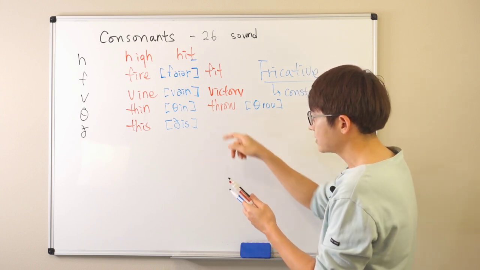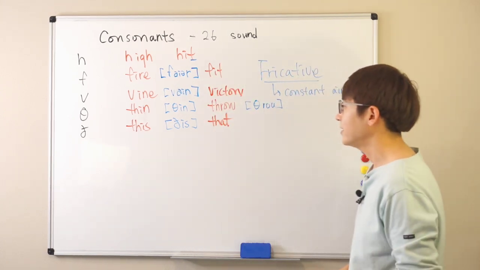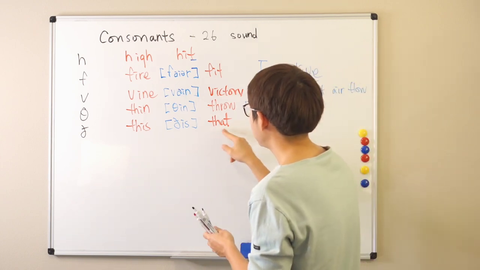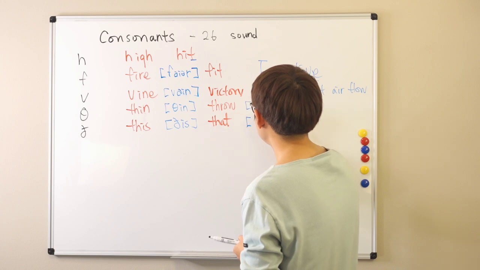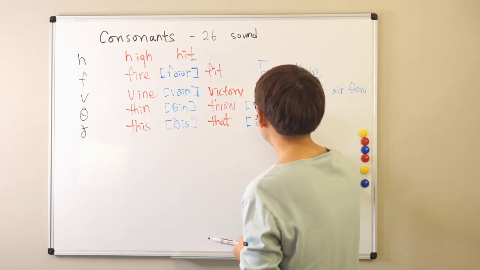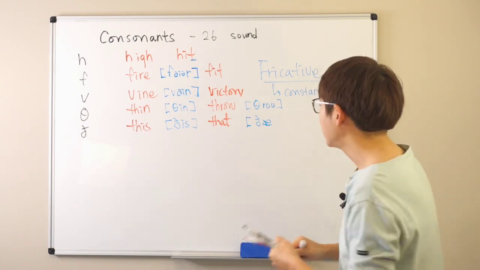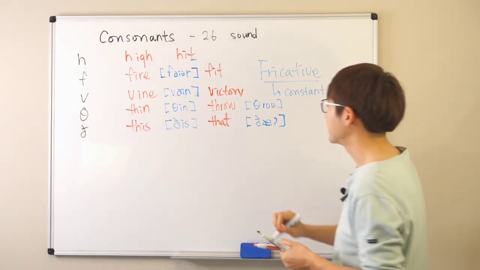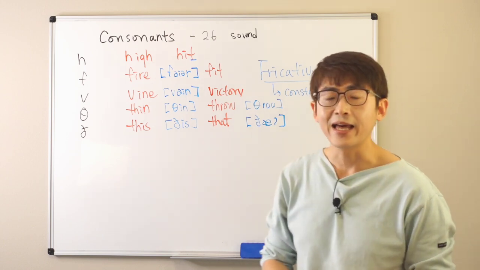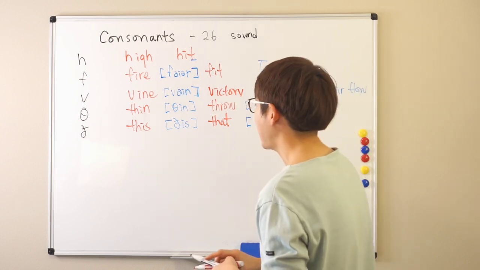And another example of this one would be this one, okay? And if you look this up in the dictionary, it'll look like this. So the first one is this, and the second one is eh, eh. Open your mouth wider, and then you have this one. Okay, so that, that, that.